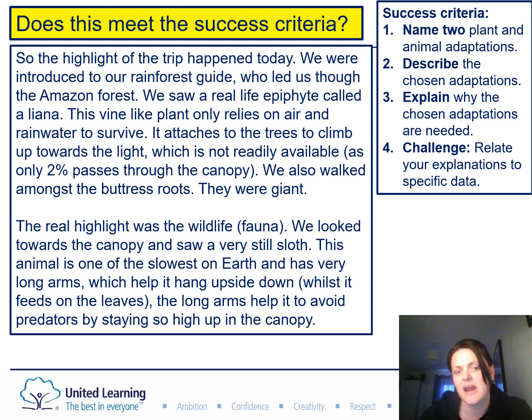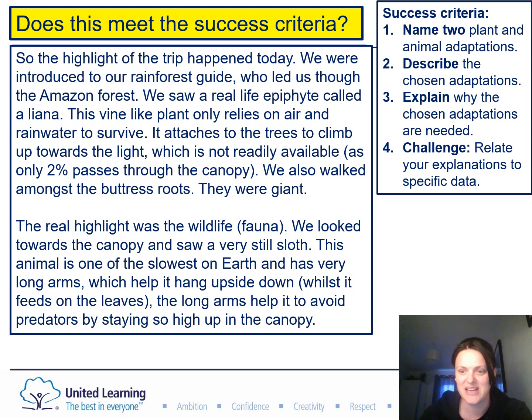The real highlight was the wildlife, fauna. We looked towards the canopy and saw a very still sloth. This animal is one of the slowest on earth and has very long arms, which help it hang upside down whilst it feeds on leaves. The long arms help it to avoid predators by staying so high in the canopy.